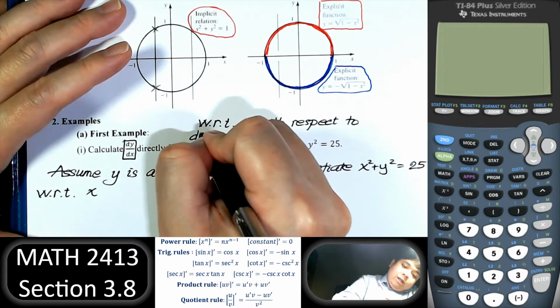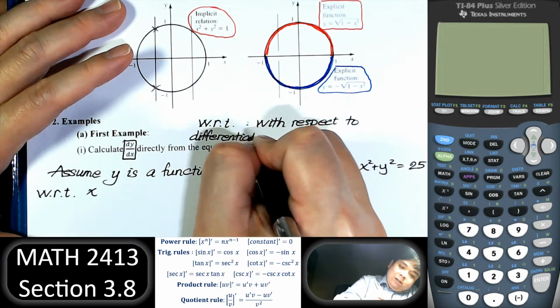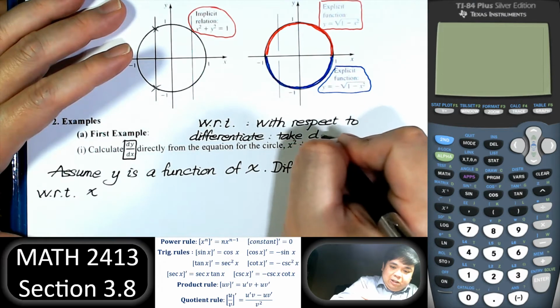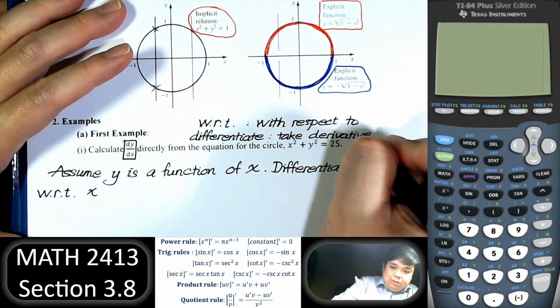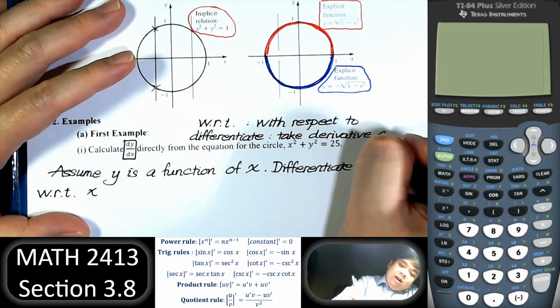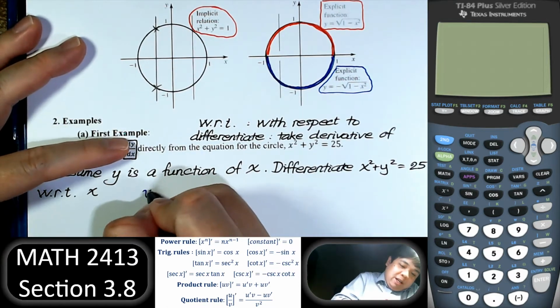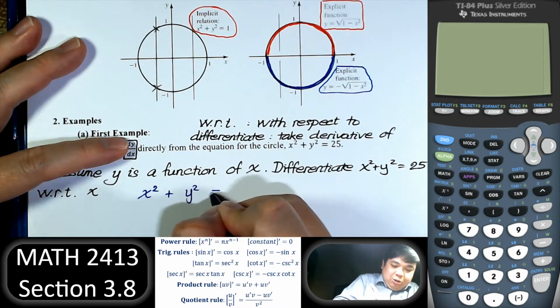And differentiate, meaning take the derivative or find the derivative of something. Right. Now the reason I write different colors. Now let's just go back. X squared plus y squared equal to 25.